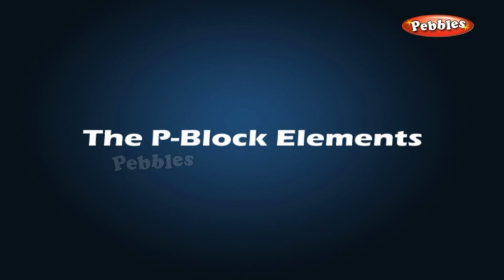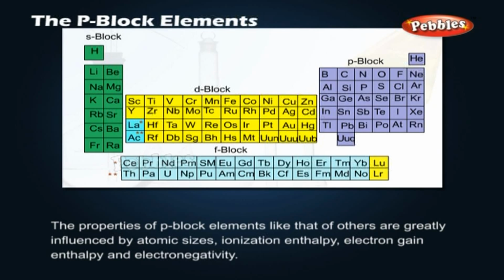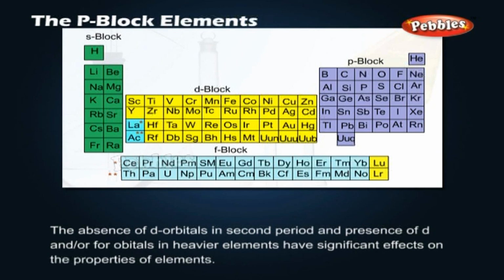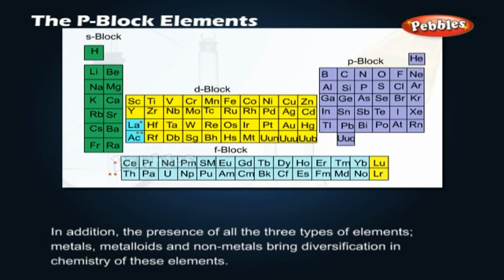The p-block elements. Introduction. The properties of p-block elements, like that of others, are greatly influenced by atomic sizes, ionization enthalpy, electron gain enthalpy, and electronegativity. The absence of d orbitals in the second period and the presence of d and/or f orbitals in heavier elements have significant effects on the properties of elements. In addition, the presence of all three types of elements, metals, metalloids and non-metals, brings diversification in the chemistry of these elements.